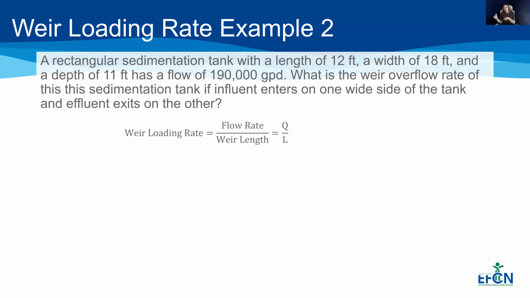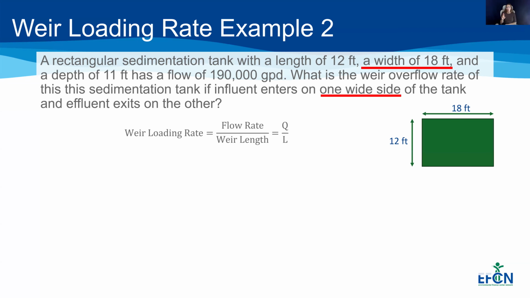A smaller clarifier like this that's rectangular, we may see this with things like our package plants, where there's just going to be the one weir on the effluent side of the clarifier. And in that case, we're going to calculate that L differently for this weir loading rate. So based on this, the question says that the influent enters on one wide side and exits as effluent on the other.